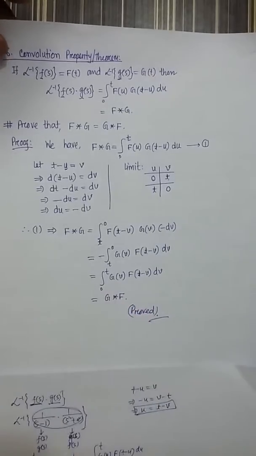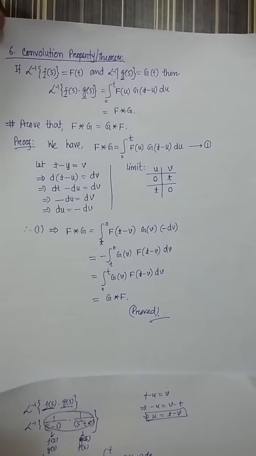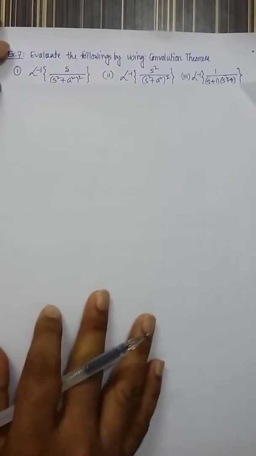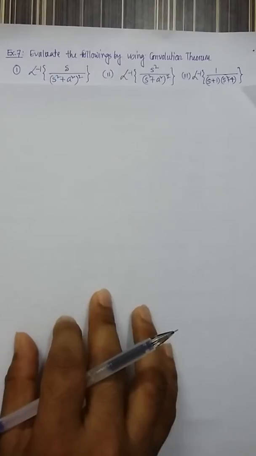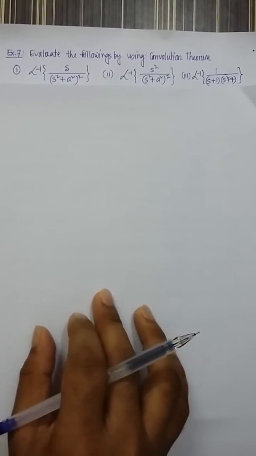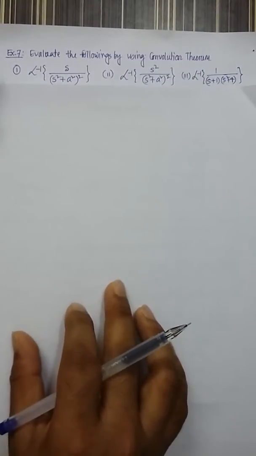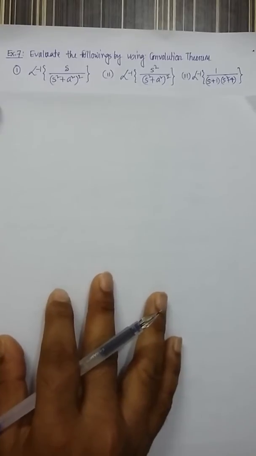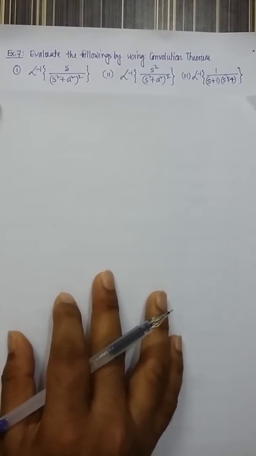Now we will use this property to evaluate inverse transforms like this. We are told to evaluate the following by using the convolution theorem. Number 1: L inverse of s by (s square plus a square) whole square, or L inverse of 1 by (s plus 1) into (s plus 4).